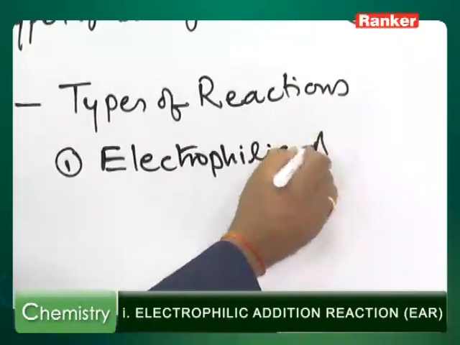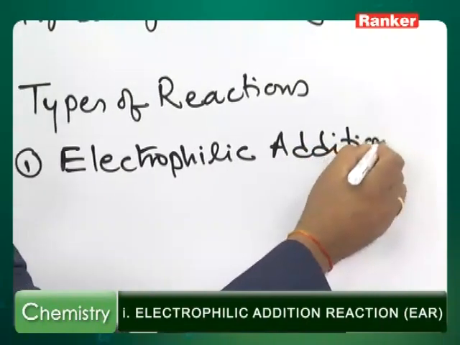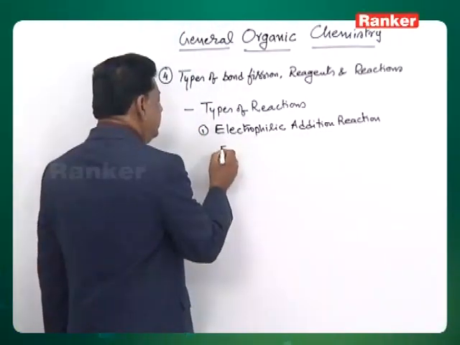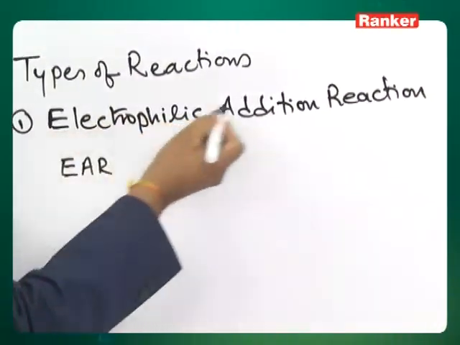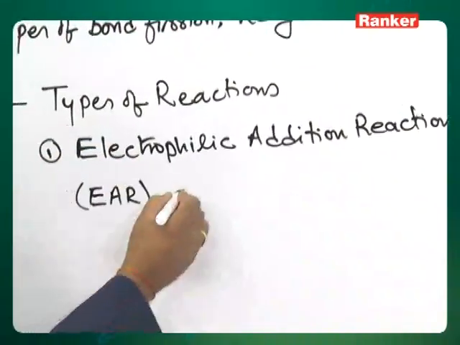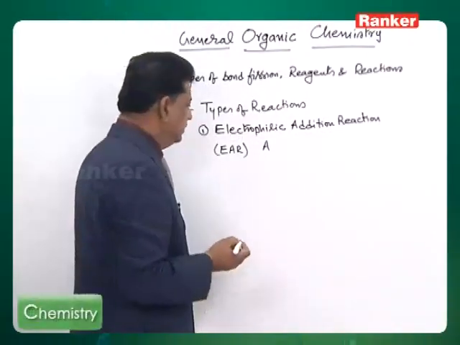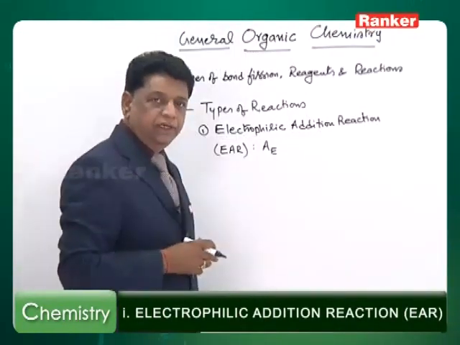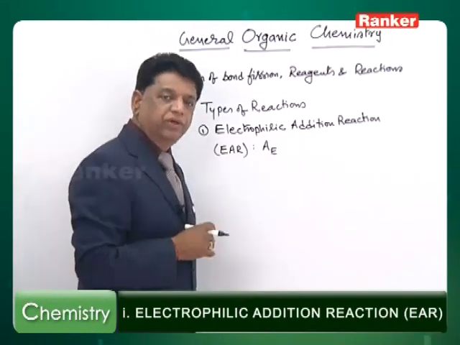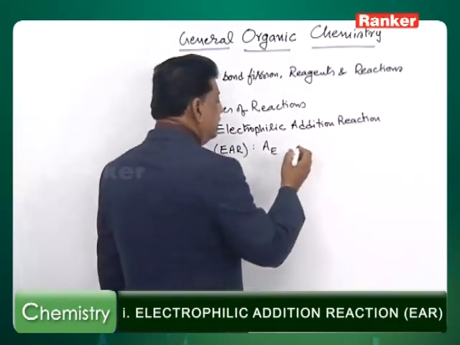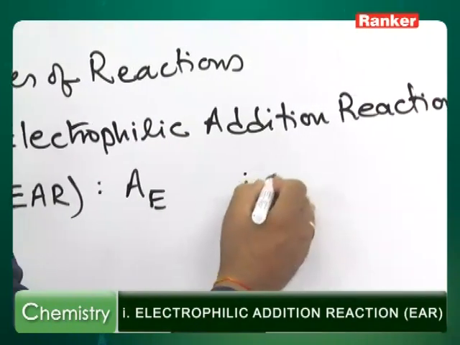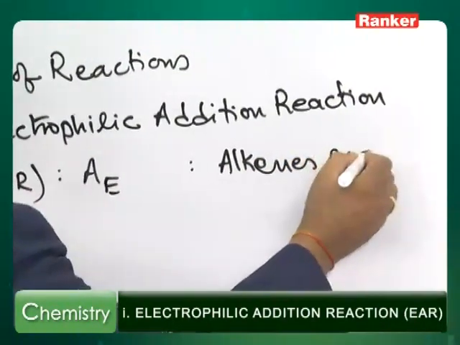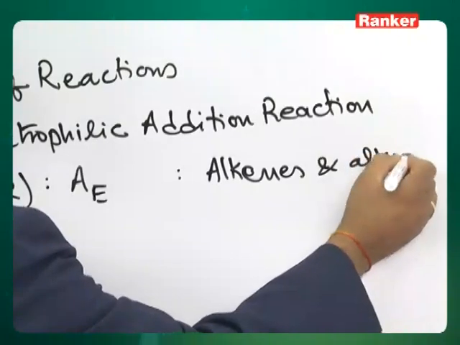Electrophilic addition reaction. The reaction can be abbreviated like EAR, because electrophilic addition reaction. However, technically it is an addition reaction starting with an electrophile. Therefore, the method of representation of this reaction is AE type of reaction. The examples are all alkenes as well as alkynes, both undergo this type of reaction.